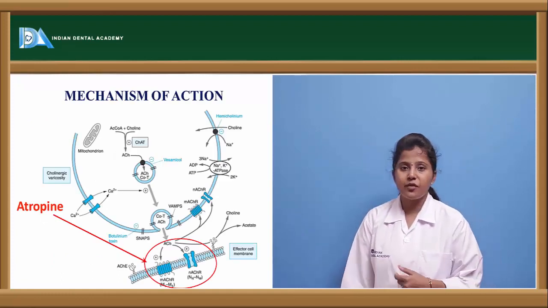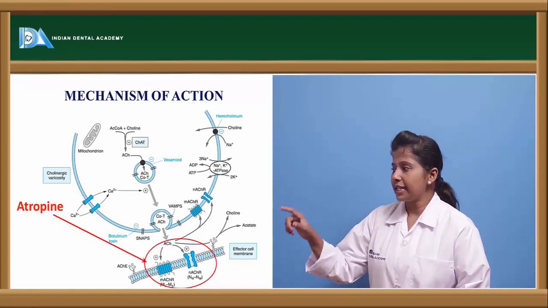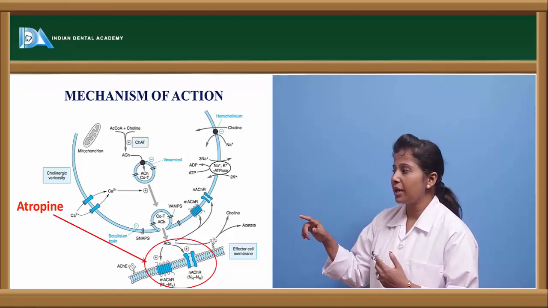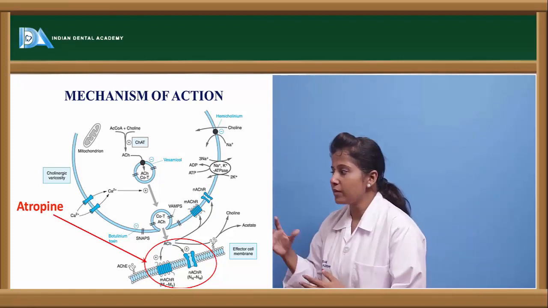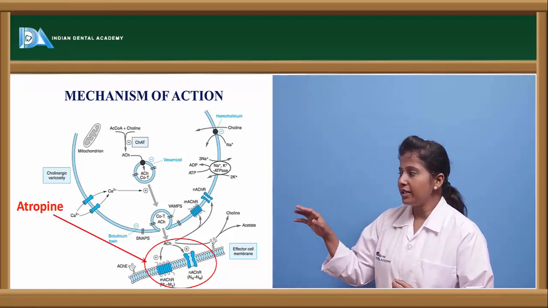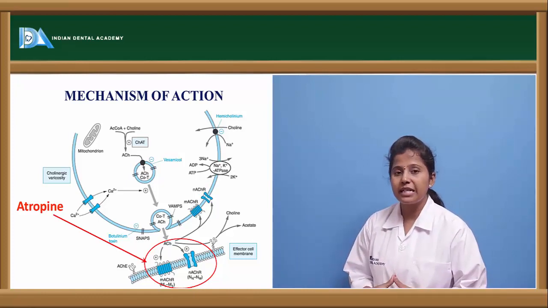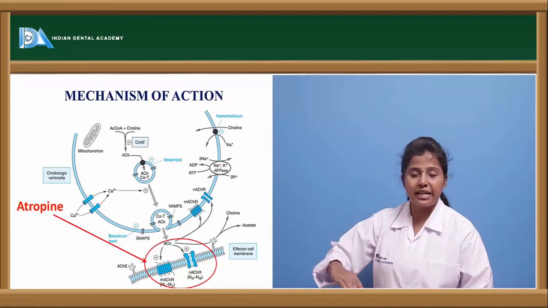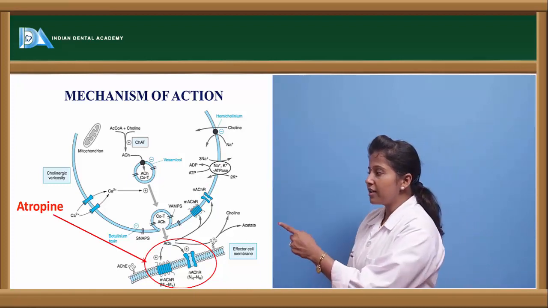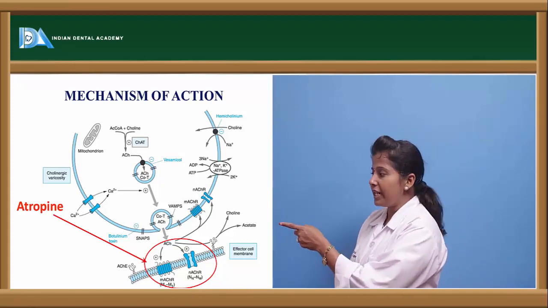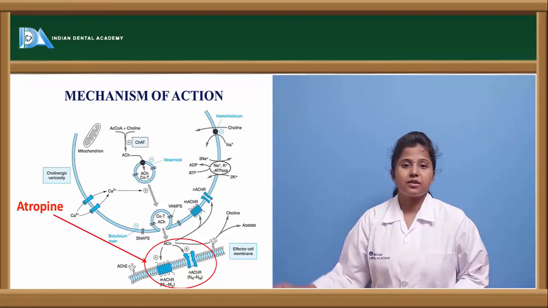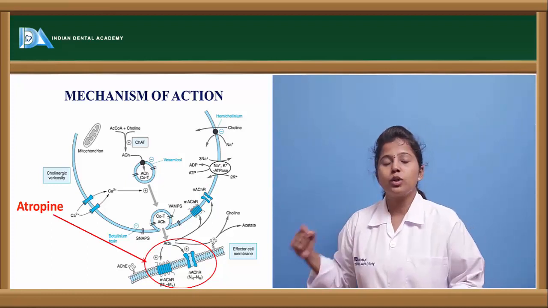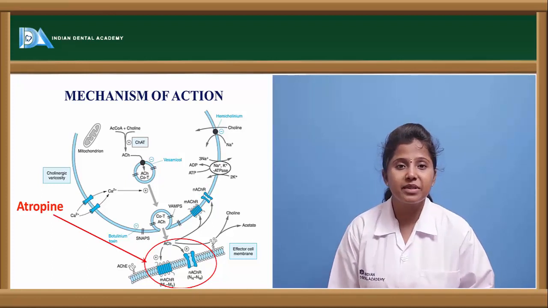Here we can see the mechanism of action of atropine. Acetyl coenzyme A plus choline bind together to form acetylcholine. Acetylcholine is metabolized by the enzyme acetylcholinesterase. When acetylcholine is released, it binds to the muscarinic as well as nicotinic receptors. Atropine acts on these receptors, blocking the binding of acetylcholine to the receptors, thereby exerting antimuscarinic activity.